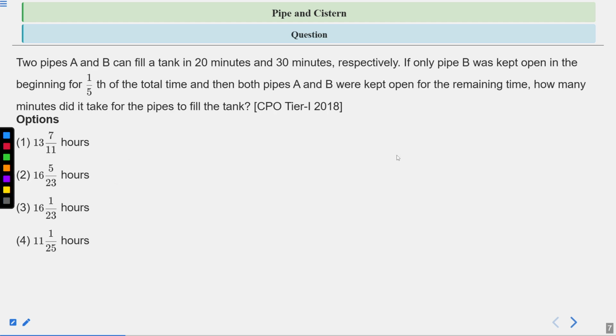Next one. Two pipes A and B can fill a tank in 20 minutes and 30 minutes respectively. If only pipe B was kept open in the beginning for 1/5 of the total time and then both pipes A and B were kept open for the remaining time, how many minutes did it take for the pipes to fill the tank? This question was asked in the CPO exam Tier 1 in 2018. So there are 4 options. First one is 13 and 7 by 11 hours. Second is 16 and 5 by 23 hours. Third is 16 and 1 by 23 hours. And fourth one is 11 and 1 by 25 hours.